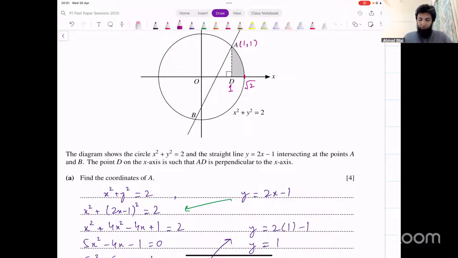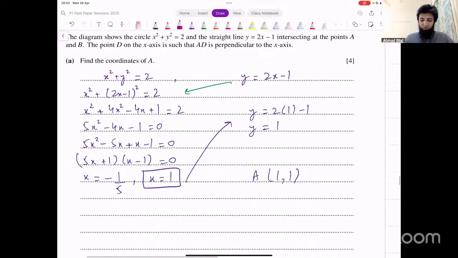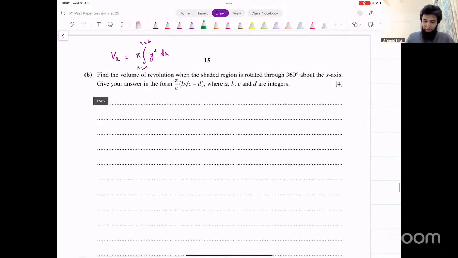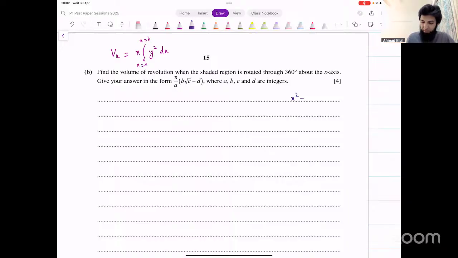And now we just have to apply the formula and find this volume. What's the equation of circle that we're given? X squared plus y squared equals 2. Make y squared the subject here because that's what we need for that volume formula. Just input values in that now. V_x is equal to pi into integration of y squared with respect to x. Limits are from 1 to square root of 2.